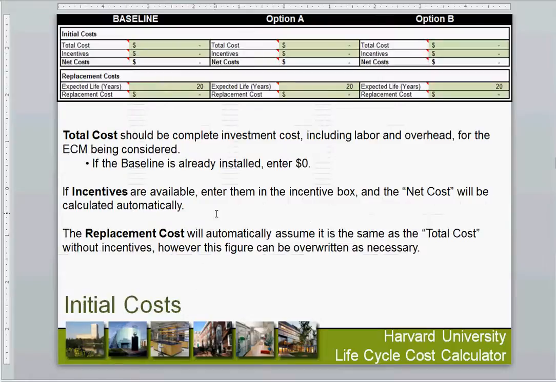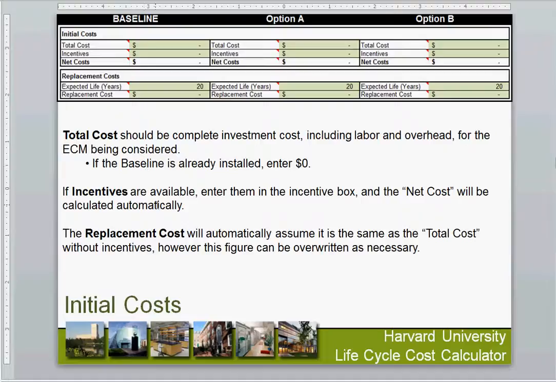Starting off with the initial costs, the first thing we want to do is enter the total cost, or the initial upfront cost. So this includes labor and overhead, it includes everything. It's just that big upfront expenditure. This is looked at differently than ongoing maintenance and investment costs, and it's looked at differently than replacement costs in some of the calculations, which we'll discuss in the results section.